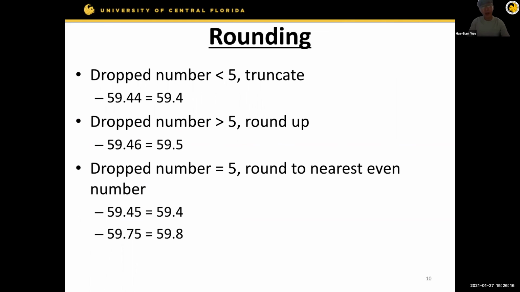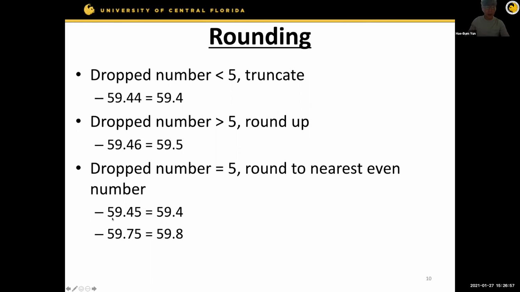And when we do the rounding, we have 3 different rules. The first one is if the drop number is less than 5, we truncate. So we have 59.44, and then we truncate because this is less than 5. Second, if the drop number is larger than 5, in this case 6, then round up, which is 59.5. And third, if the drop number is equal to 5, then round to the nearest even number.